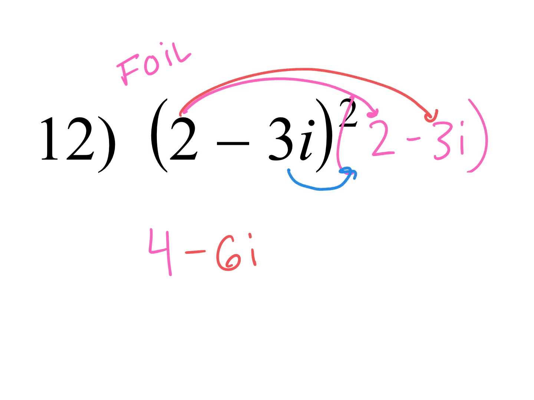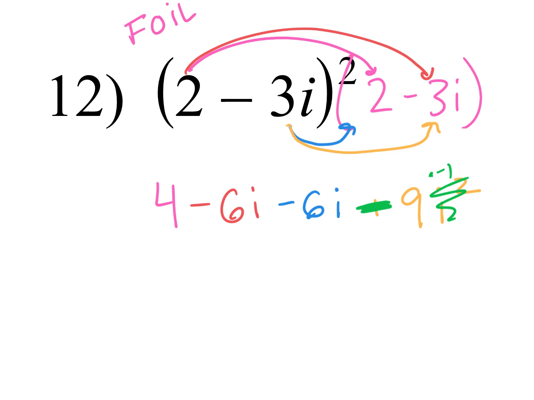What are the insides? What's negative 3i times 2? Negative 6i. And what are the lasts? What's negative 3i times negative 3i? Positive 9i squared. Now what do I do with the i squared? The i squared becomes a negative 1, so what's 9 times negative 1? Negative 9. Now what are my real numbers? 4 and negative 9, so it's 4 minus 9. Negative 5.